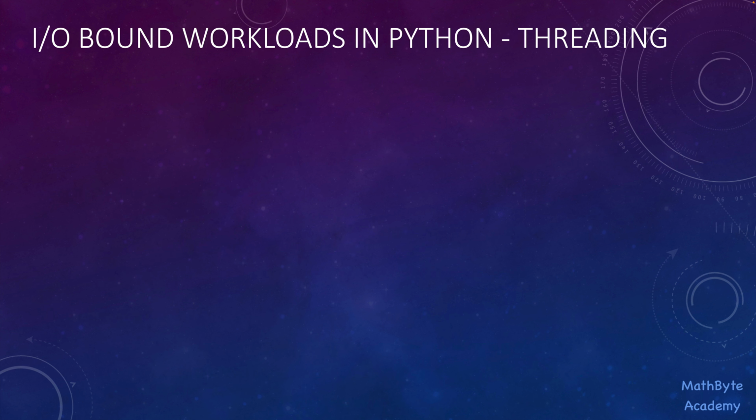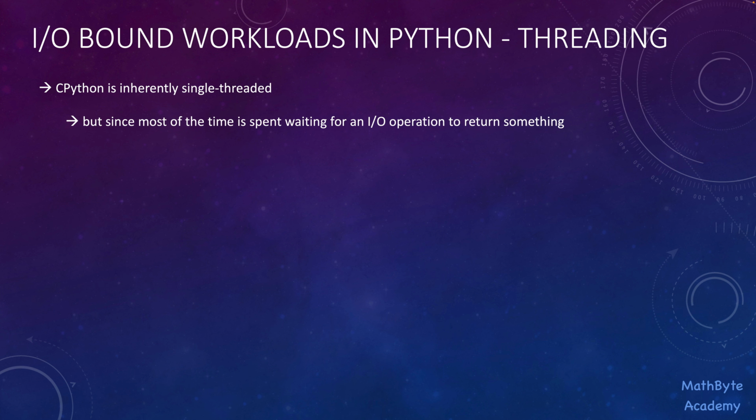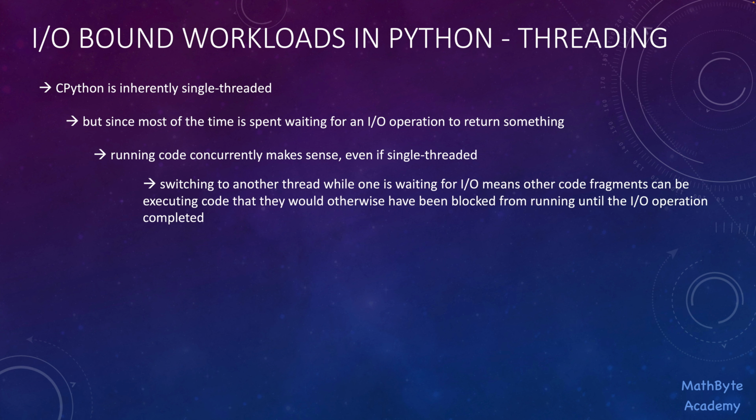So now, what about I/O-bound workloads in Python, using threading? Well, remember we said CPython is inherently single-threaded. It will only run one thread at a time. Yes, you can multi-thread, but only one executes at a time. But since most of the time in I/O-bound workloads is spent waiting for an I/O operation to return something, running code concurrently makes sense, even if it is single-threaded. Switching to another thread while one is waiting for I/O means that other code fragments can be executing when they would otherwise have been blocked.